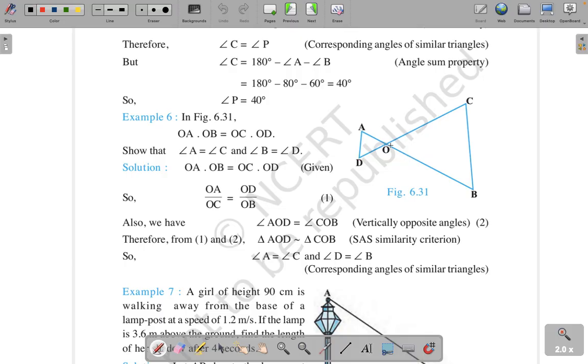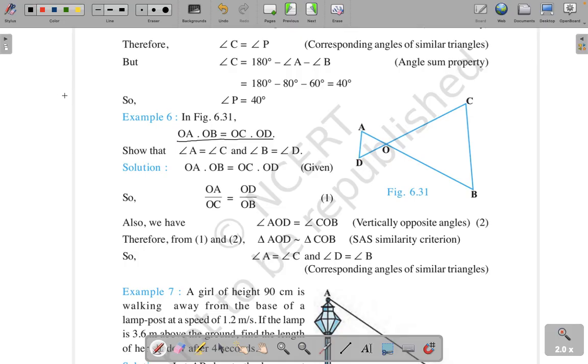Again, here you have to prove the two triangles are similar. So in figure 6.31, OA times OB is equal to OC times OD, right? Show that A is equal to C and B is equal to D. So how will you prove this?